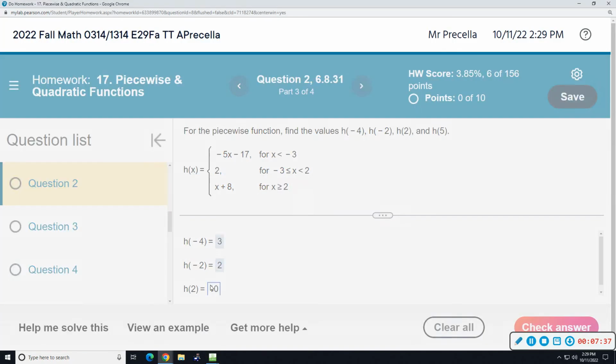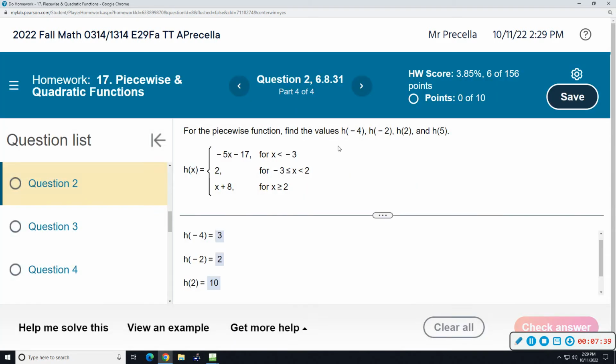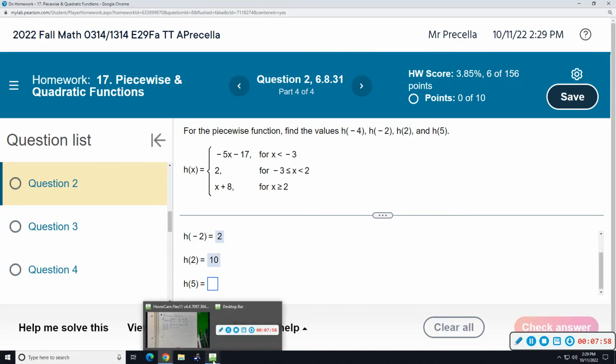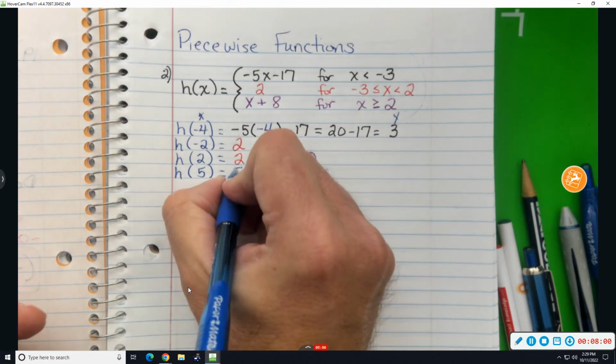So the first thing you have to decide is which piece is satisfied by the given x value. Now, h of 5. Is 5 less than negative 3? Is it between negative 3 and positive 2? Or is 5 greater than 2? Which one? So we're using the third piece again. It'll be 13.